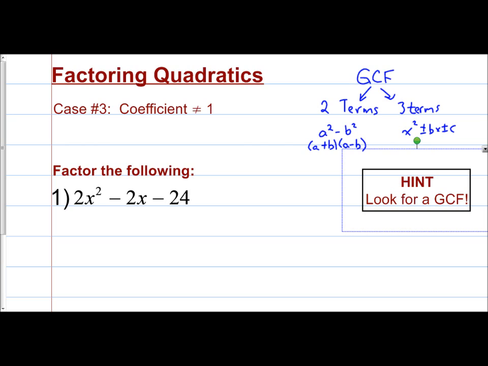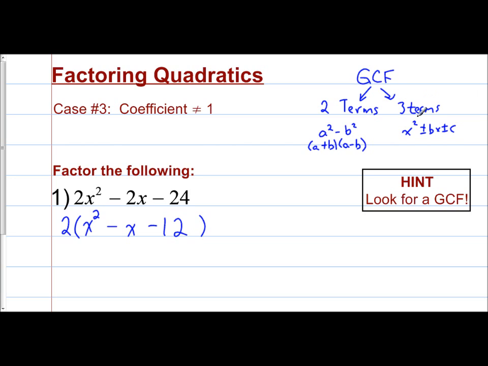And so if I look, what is the GCF of 2x squared, negative 2x, and negative 24? Well, they don't all have an x, so there's no variable in the GCF, but I see they are all even. So I can factor out a 2 from all three terms. If I factor out a 2 from 2x squared, I'm left with just x squared. If I factor out a 2 from negative 2x, I'm left with negative x. And a 2 from negative 24 is negative 12.